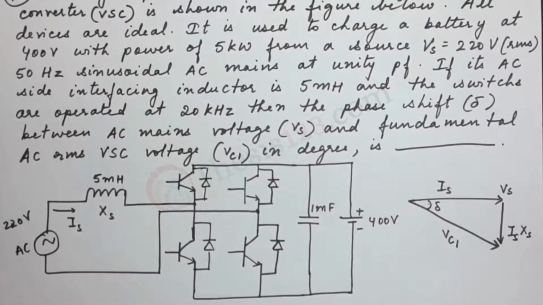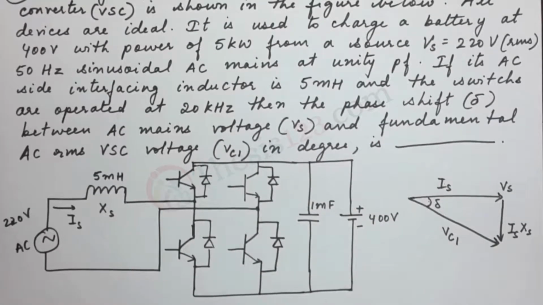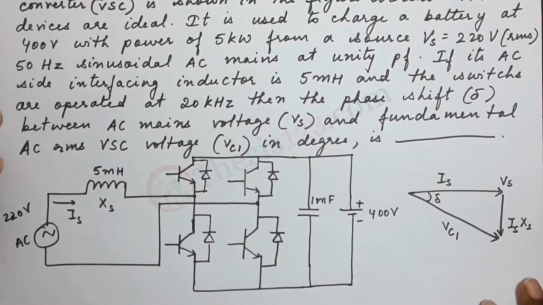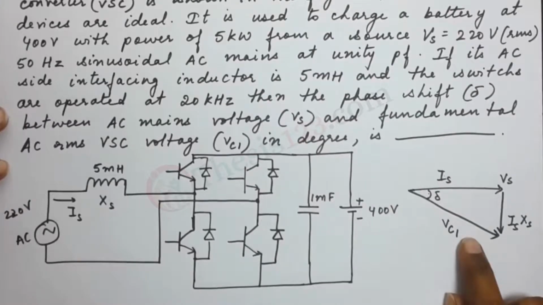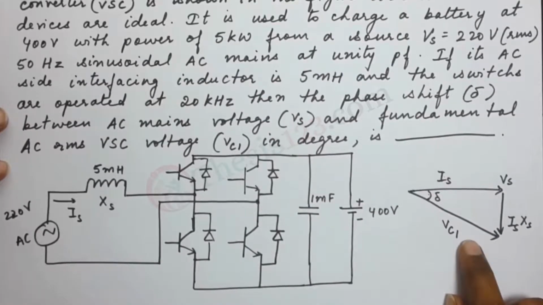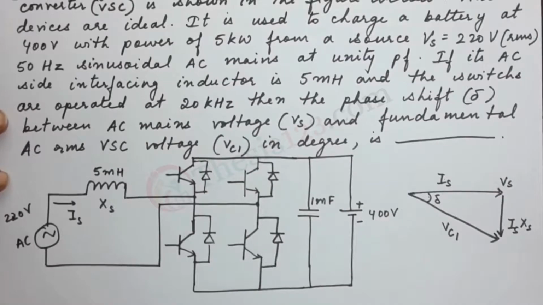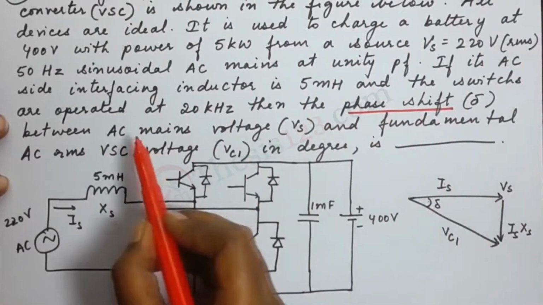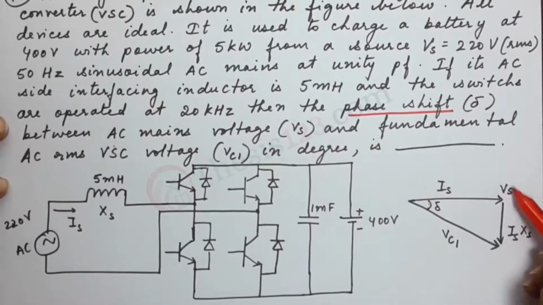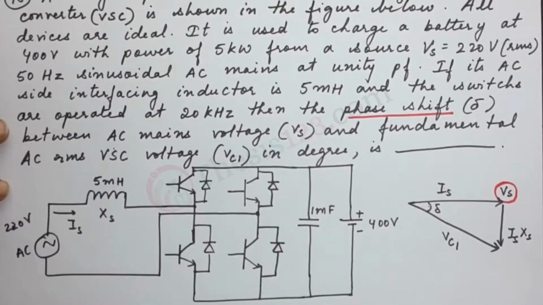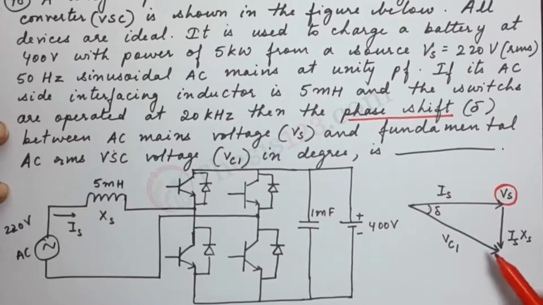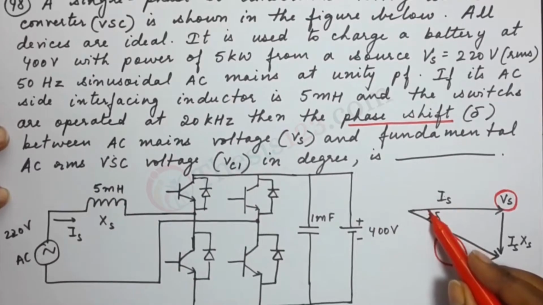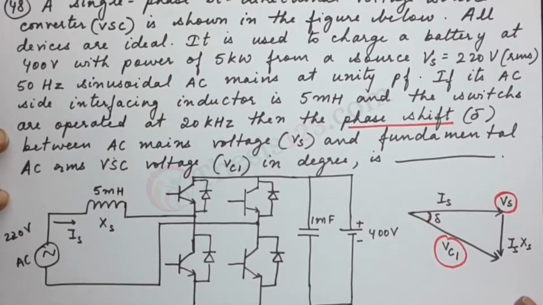Okay, so here in the figure we have been given a single phase bidirectional voltage source converter. If we were to draw the phasor diagram of the information given to us, they are asking the phase shift delta between AC mains voltage Vs and the fundamental RMS voltage Vc1. So the angle between both of these voltages is what we are supposed to find.